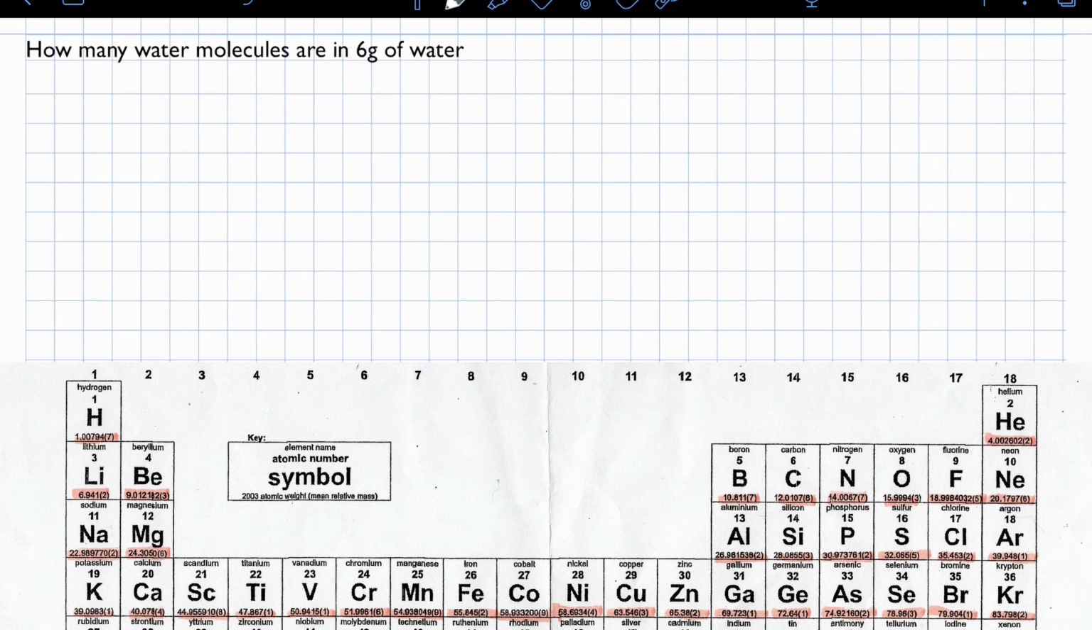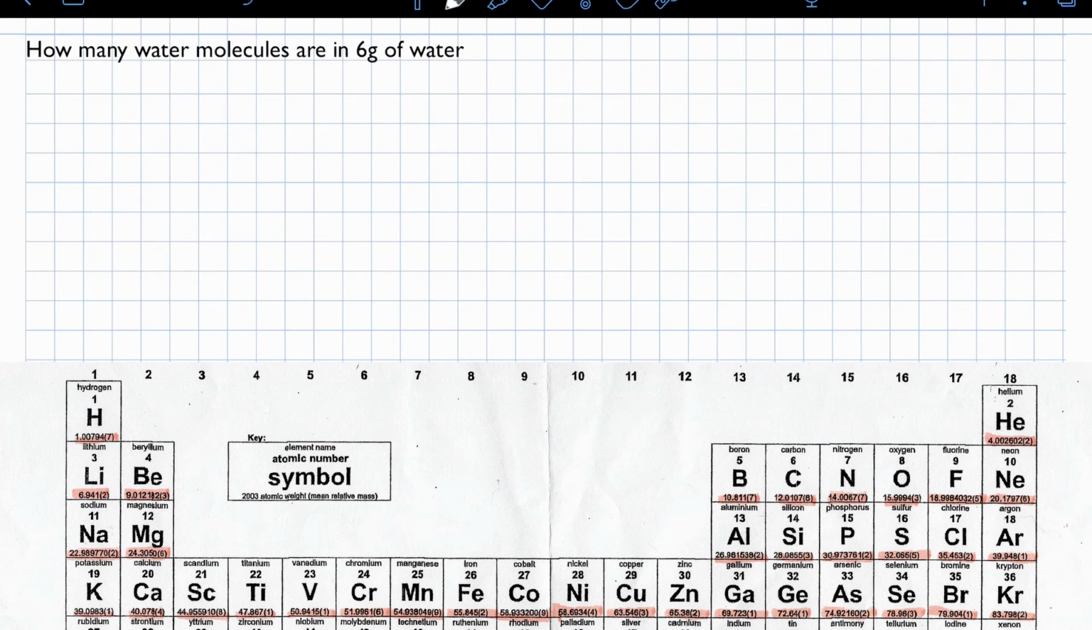This is where things get a little more difficult, and it takes more than one step to actually solve for it. So this question asks how many water molecules are in 6 grams of water. The first thing you want to determine is how you would get from mass to water molecules. You would first have to find the moles, and then you would have to find the amount of water molecules.